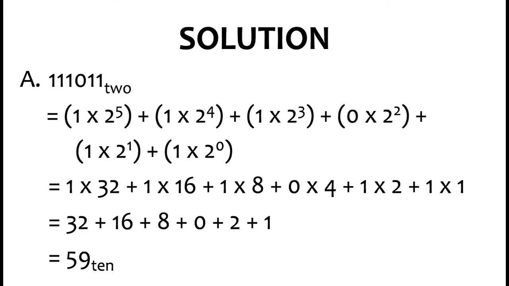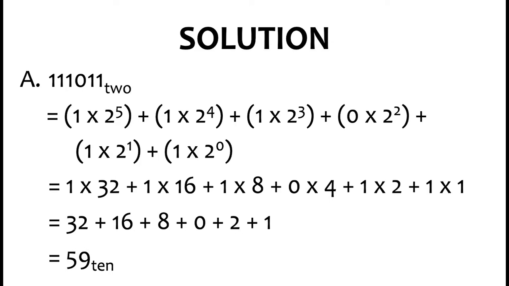So as you simplify, you have 1 times 32 is 32. 1 times 16 will give you 16. 1 times 8 will give you 8. 0 times 4 is 0. 0 multiplying any number is 0. And 1 times 2 is 2. Finally, 1 times 1 is 1. So when you add up, you have 32 plus 16 plus 8 plus 2 plus 1. You'll be having 59 as the final answer.